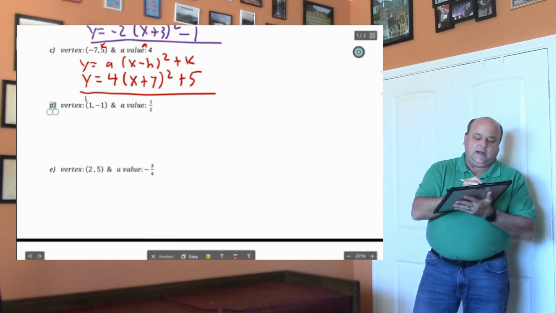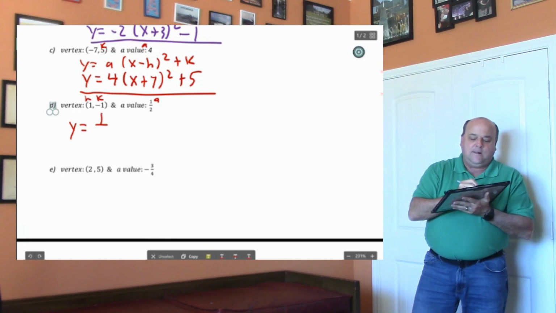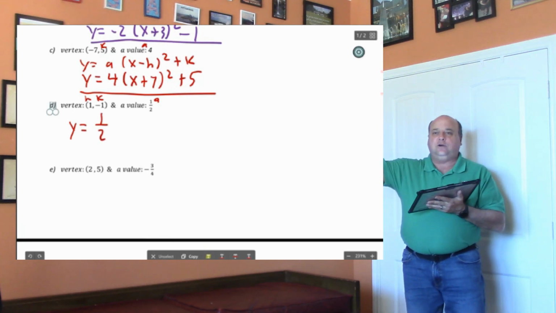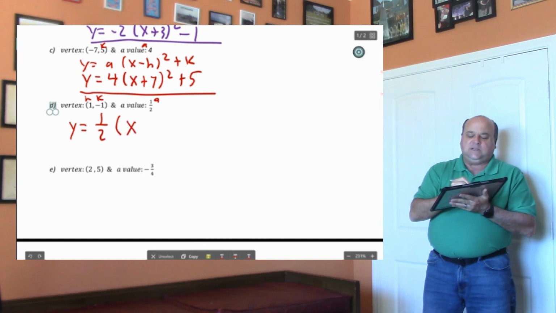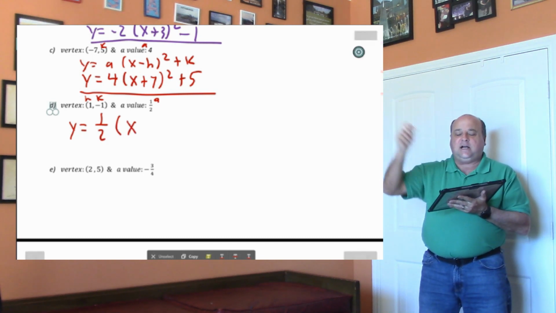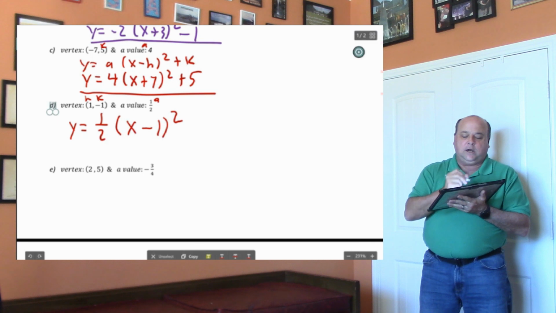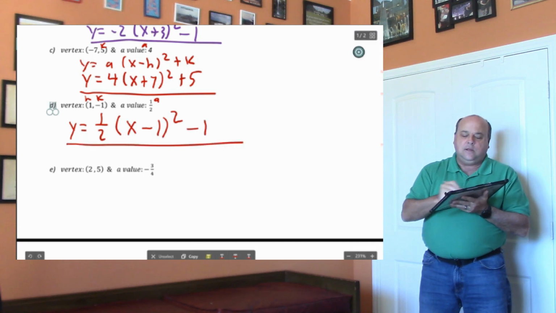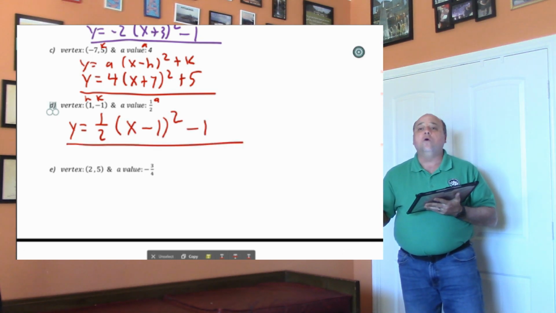Okay, same thing. Write down h, k, and a. Then write down y equals, the a is 1/2. That means this curve is going to be flatter. It's going to be less steep. Parentheses x. The opposite of positive 1 is negative 1 squared. And then the k is minus 1. That's the answer.